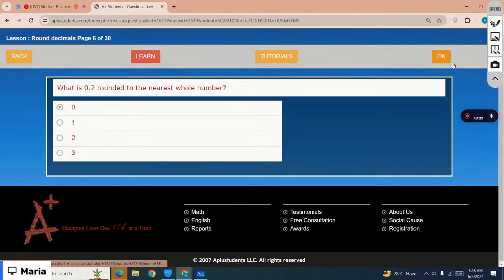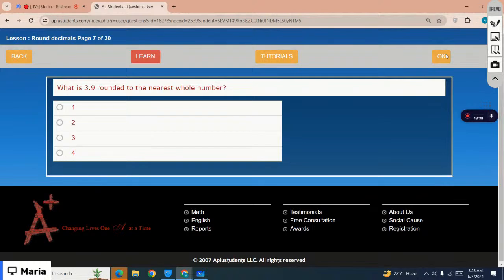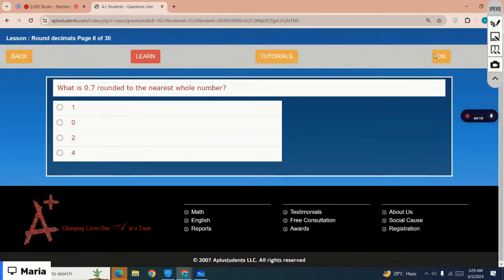Okay, the next one is, what is 3.9 rounded to the nearest whole number? Yes, 4 it is. The correct option is 4. What is 0.7 rounded to the nearest whole number?